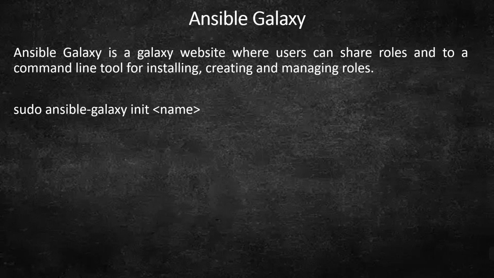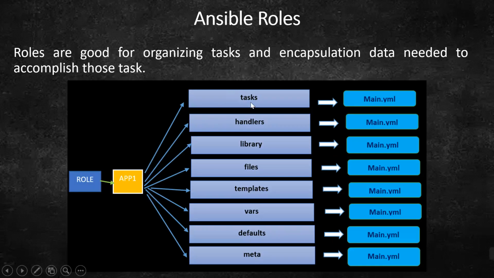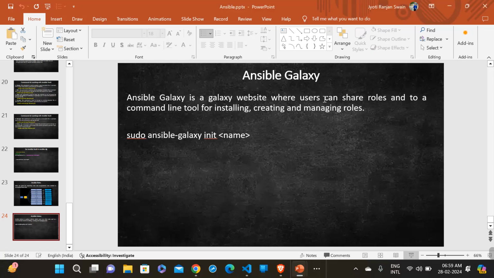So how will we use Ansible Galaxy? By using this command: ansible-galaxy init and the role name. Suppose you want to install Tomcat. You simply give ansible-galaxy init tomcat, and then a tomcat folder is automatically created. Inside this tomcat folder, tasks, handlers, library and so on are automatically created, and inside the tasks folder the main.yml file is also created. Let's go to the terminal and see how we create this.